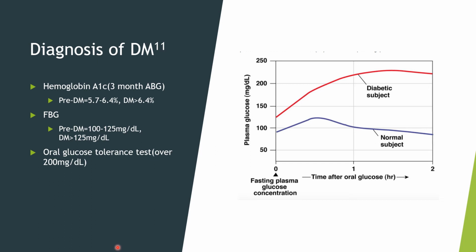How do we diagnose type 2 diabetes? Well, we have three ways that we do this. I mentioned hemoglobin A1C, which is effectively a 3-month average blood glucose. If you have hemoglobin A1C of 5.7 to 6.4, you are said to have pre-diabetes. If you are over 6.4%, you are said to have overt type 2 diabetes.